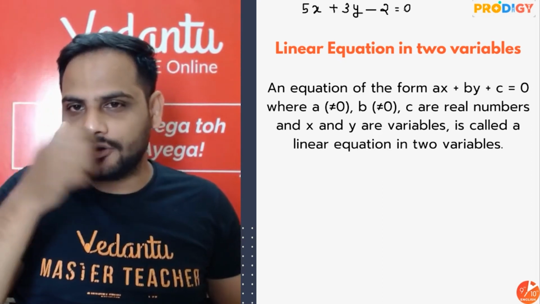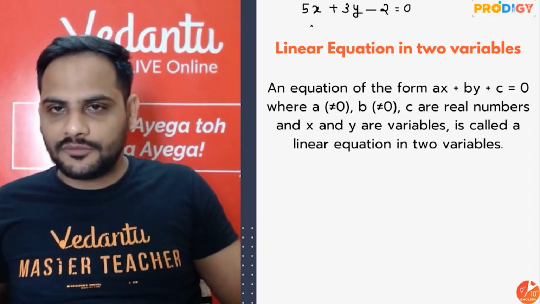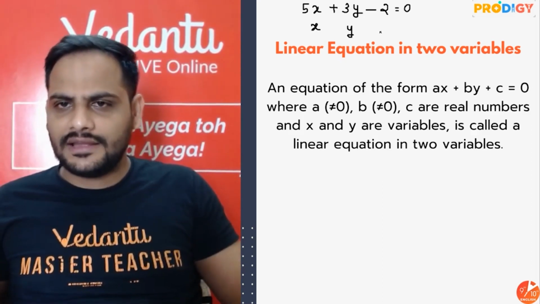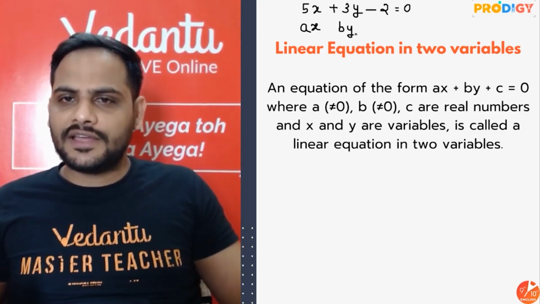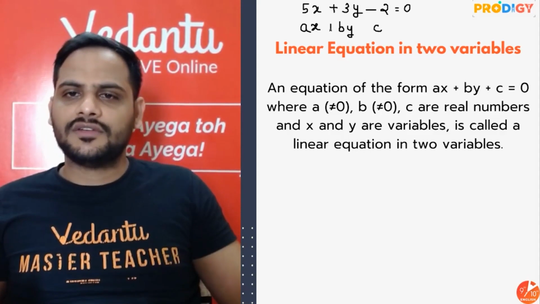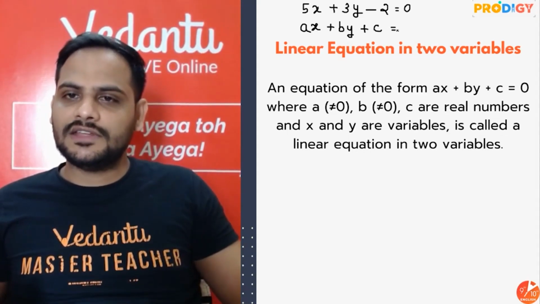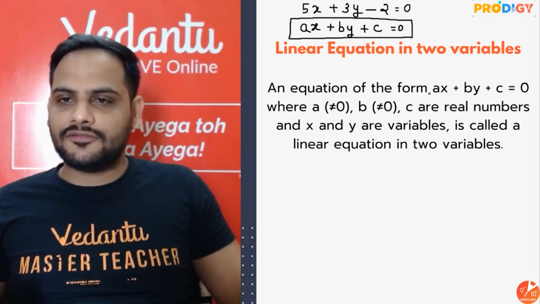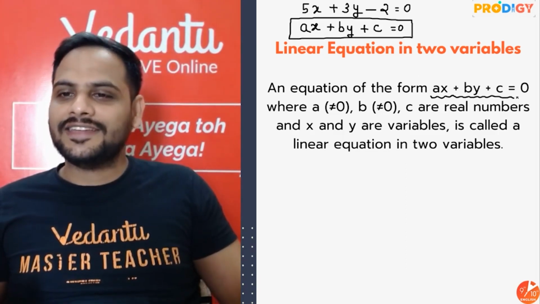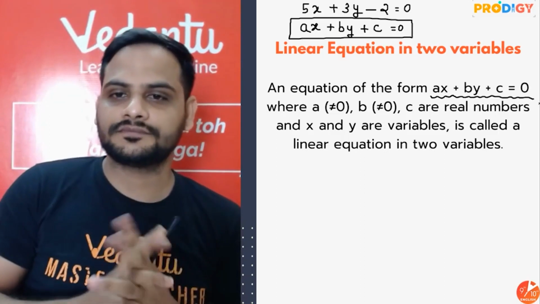So what is the standard form? Standard form is one term of x, one term of y and a constant term. Let's say the coefficient of x is a, the coefficient of y is b and the constant term is c. So ax plus by plus c equal to 0. This will be our standard form. Okay? Can you see over here? This is our standard form.